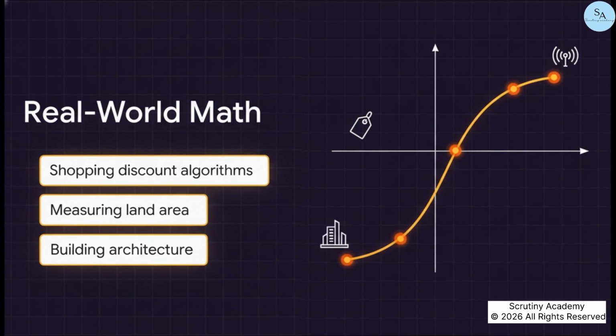You know when you see a shopping discount automatically applied in your online cart? Yep, that's polynomial algorithms at work. They're also used by engineers to measure land area, by architects to design those incredibly safe, beautiful buildings with sweeping curves, and even by telecom companies to track and predict your phone data usage. So this isn't just textbook stuff, you guys. This is literally the invisible code of the real world.